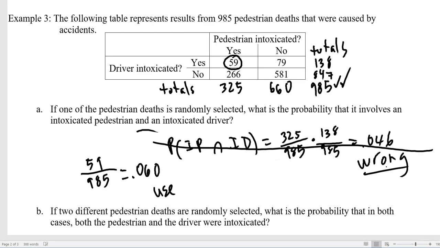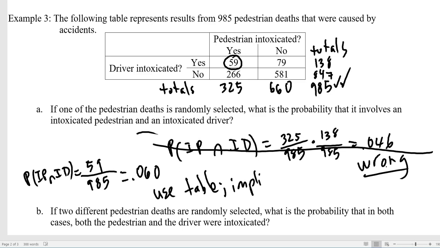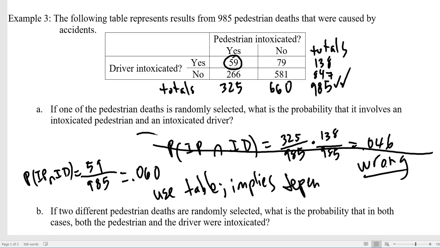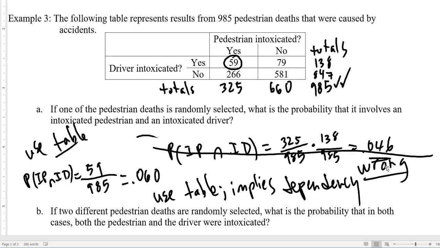So use the table when they give you the table. In fact, this is a way of verifying, because this is the probability of the IP and ID from the table, and it doesn't equal the 0.046. So this actually implies that there is a dependency in this relationship. We will have a chapter later on where we're actually going to verify whether it is close enough to assume independence or dependence. We're actually going to be testing that later on. But for now, if they give you the table, use the table. Don't assume independence. Use the table.